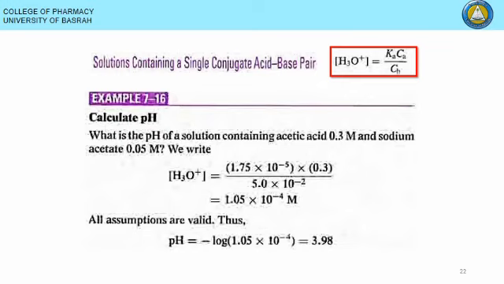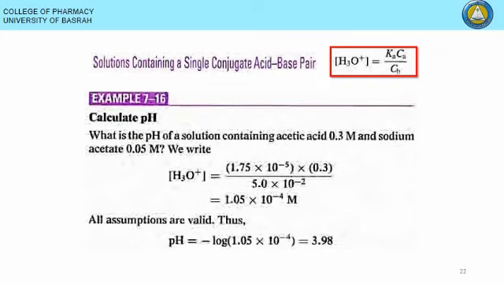So if we take this example, what is the pH of a solution containing acetic acid 0.3 molar and sodium acetate 0.05 molar? How can we calculate the pH of such a solution? The pH of such a solution can be calculated from this equation: the H plus is equal to Ka multiplied by the C of the acid, the concentration of the acetic acid, divided by the concentration of the base, which is the sodium acetate. And here we have the H3O.